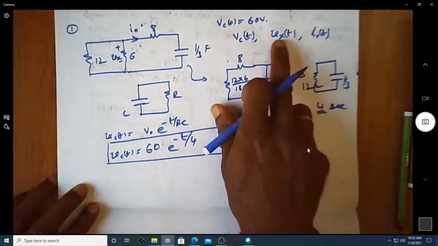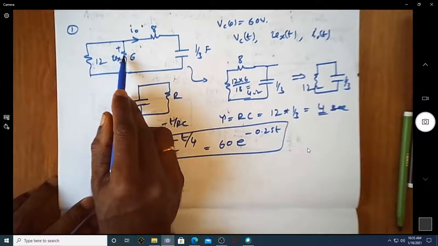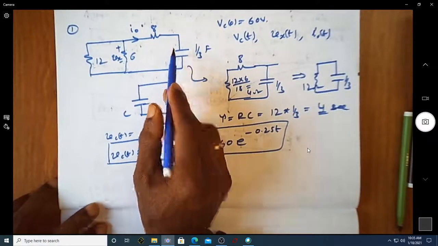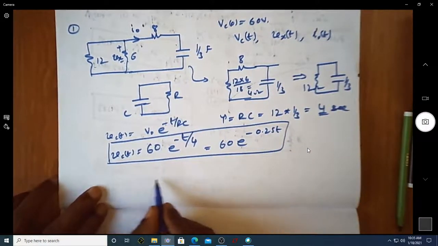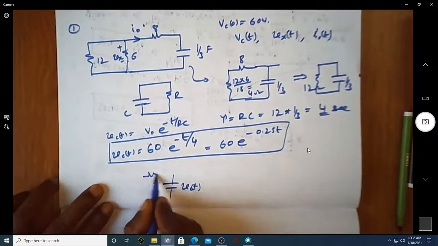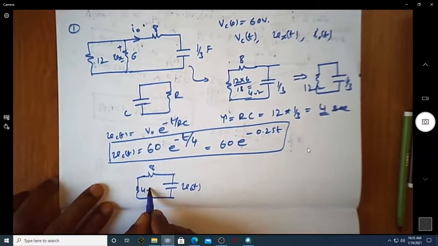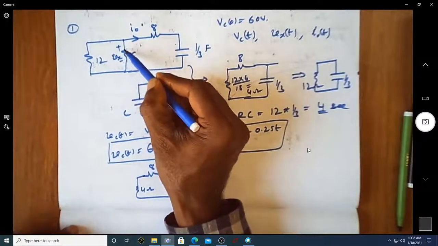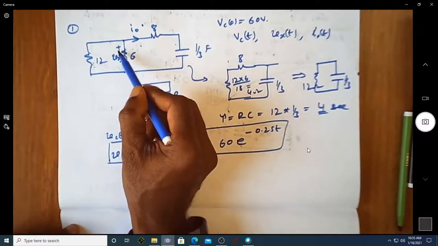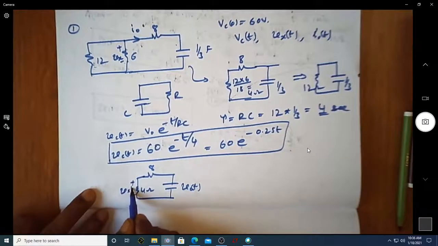Then we are asked to find Vx. Vx is the voltage available across the 6 ohm resistor, out of the capacitor voltage. I can treat this as a capacitor voltage Vc of t, with a resistor of 8 ohm and an equivalent resistor of 4 ohm. Whatever voltage comes across the 6 ohm, the same voltage will be there across the 12 ohm also, so I can write this also as Vx of t.